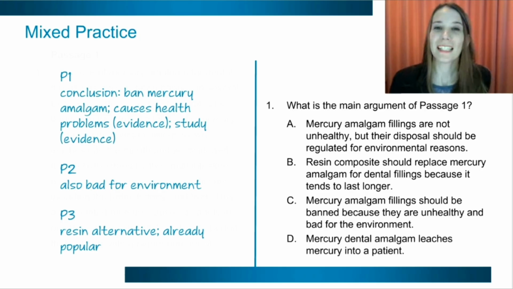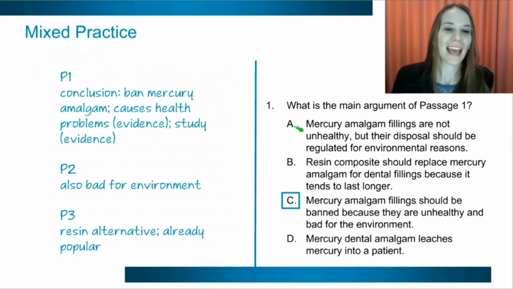And if you predicted something like, well, the author claims that we should ban mercury fillings or that mercury fillings are bad, you're absolutely right. This author does indeed claim that mercury amalgam fillings should be banned, and for these exact reasons. They're unhealthy, they've got the health problems, and they're bad for the environment. That was also what we saw there in paragraph 2. So answer choice C matches up very nicely with this particular passage map.